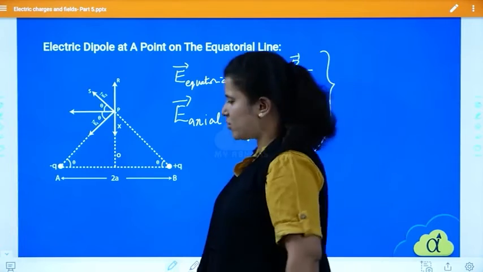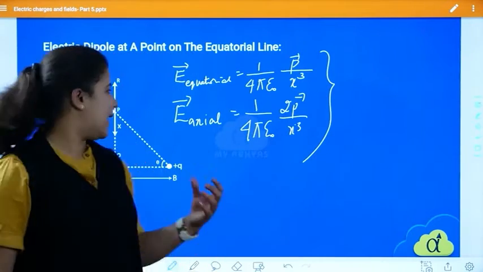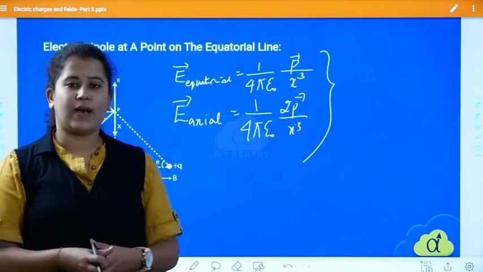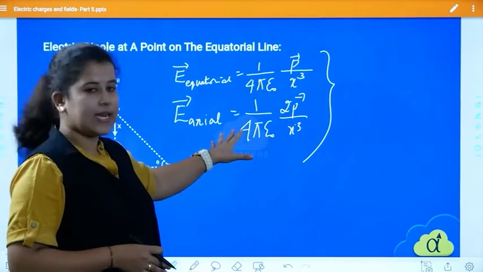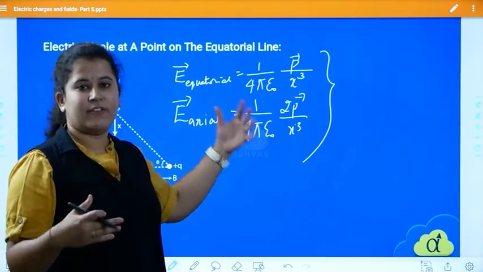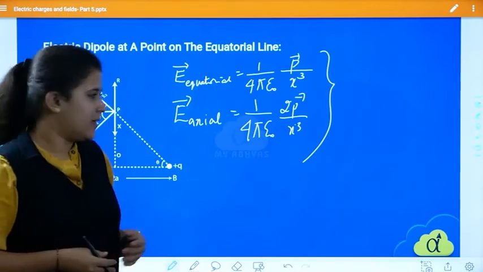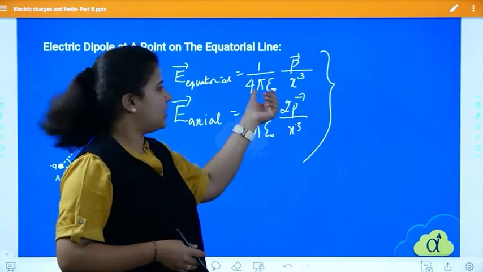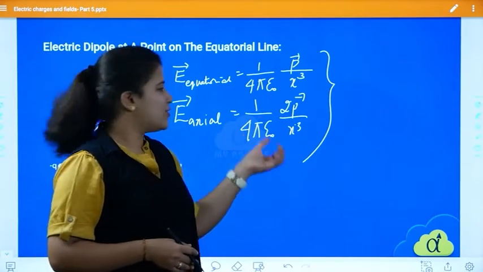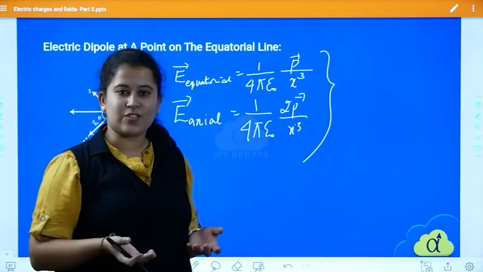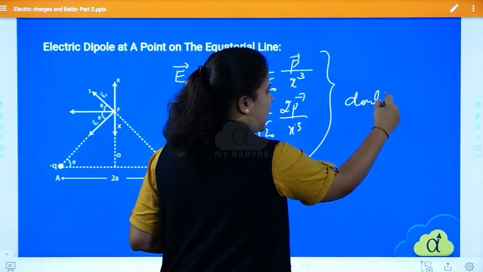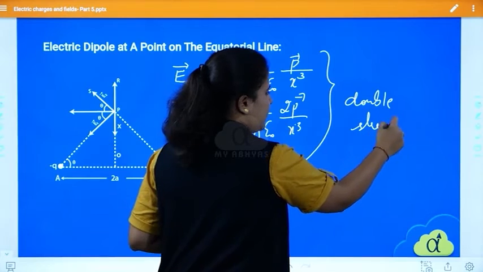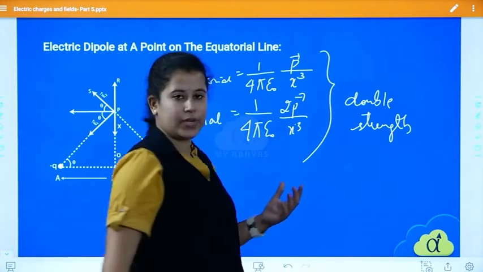So when I compare both of these, that is the E equatorial and also E axial, what do I have? When I compare it, the axial line has double strength when compared to the equatorial line, right? Because see, here I have 2P vector, and here I have only the P vector. So 2P vector means the strength is more, right? That is the double strength. So axial line has double strength when compared to the equatorial line.